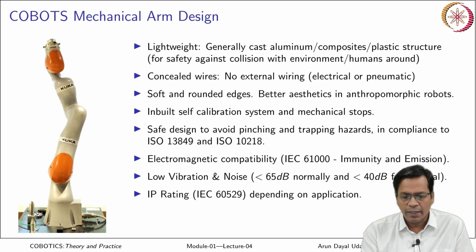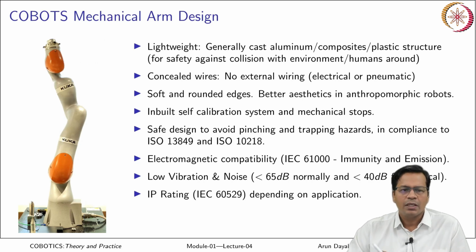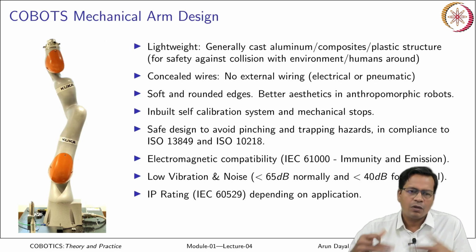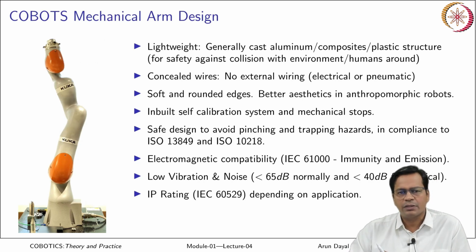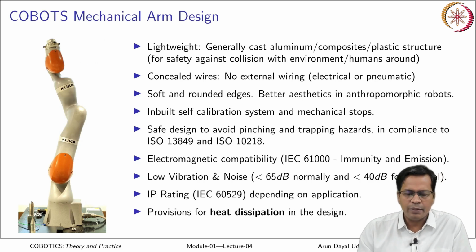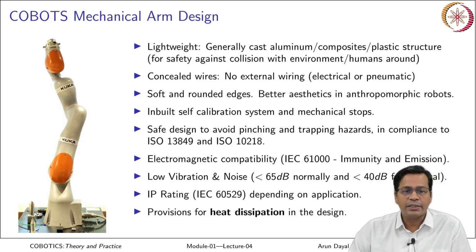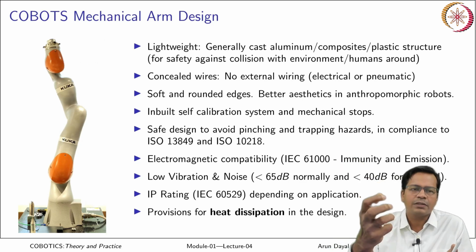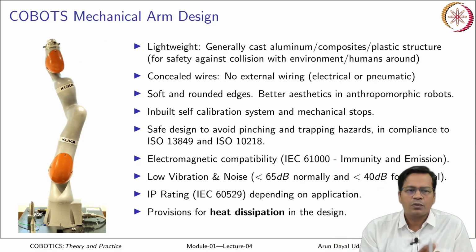IP rating IEC 60529, depending on the application. The ingress protection rating is adapted to how much water and dust the robot should protect against. Okay, so those are taken care of, and provisions for heat dissipation, because humans can touch the surfaces of the robot. So that should not become very hot so as to make it dangerous.